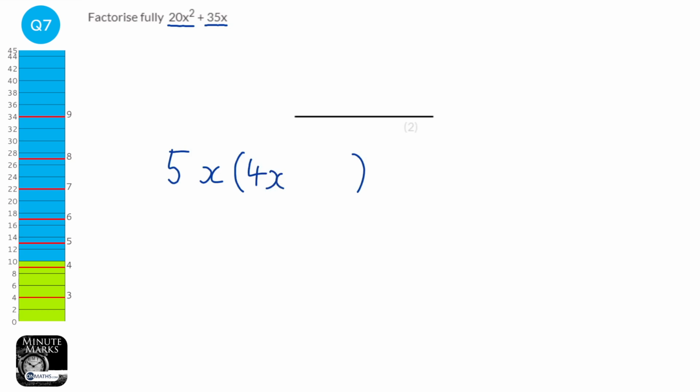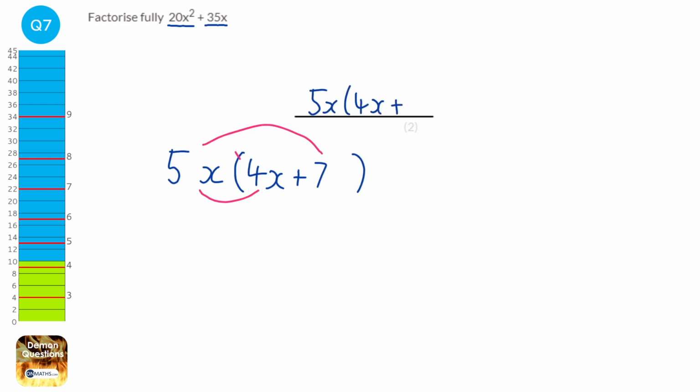Then to get the second term in the bracket, we ask ourselves, what times 5 is 35? Well, that's going to be 7. And what times x is x? Well, we don't need an x on the end of that. 5x times 7 is 35x. And you can actually expand that, and you can use any method you want. But I'll use smiles and rainbows. And so we're going to do 5x times 4x, which is 20x squared, and 5x times 7, which is 35x. So our answer will be 5x brackets 4x plus 7.